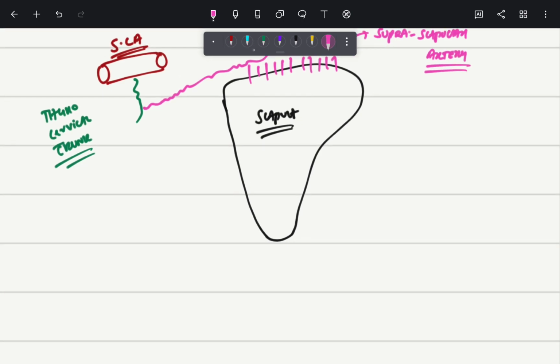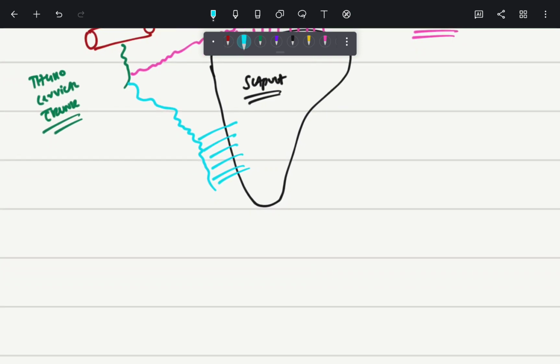And from the same thyrocervical trunk, one of the branches will come, and it is going to supply the transverse part of the scapula. Hence, this branch is known as your transverse scapular artery.